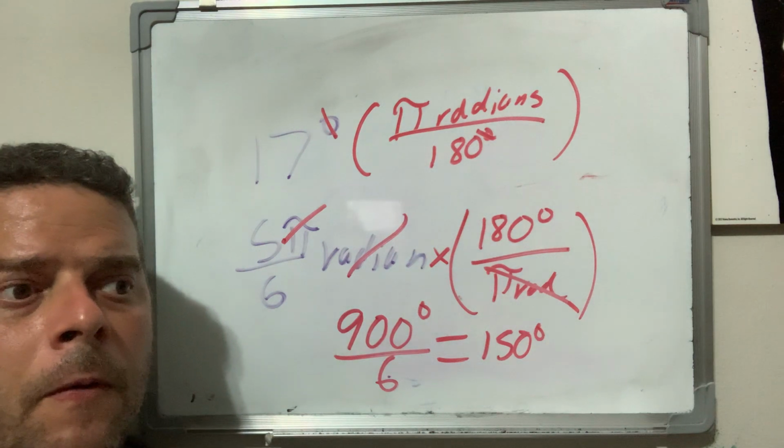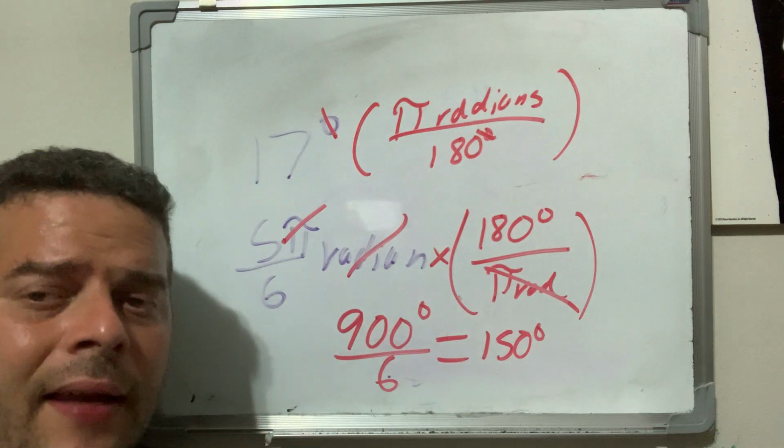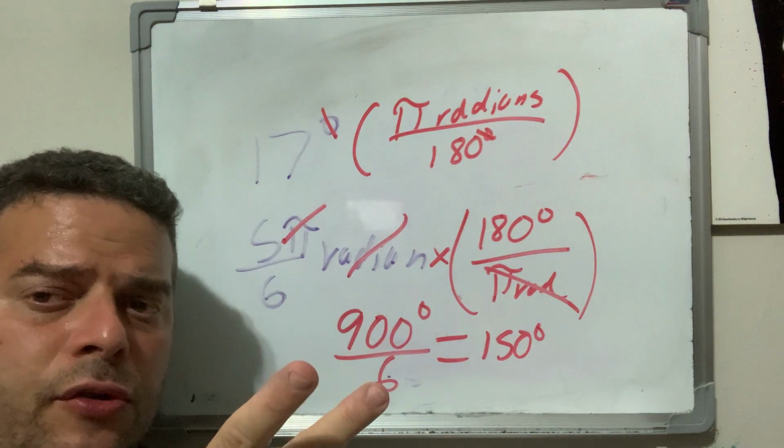Again, you'll be able to know how radians work a little bit later on, but for the moment, all you need to know is, again, the entire circumference of a circle is 2 pi radians.